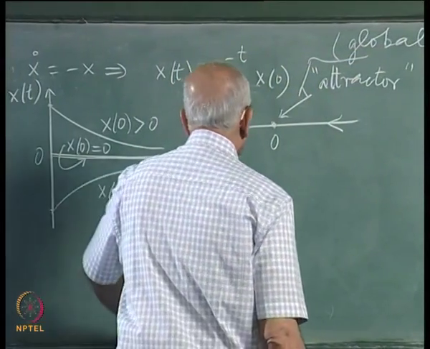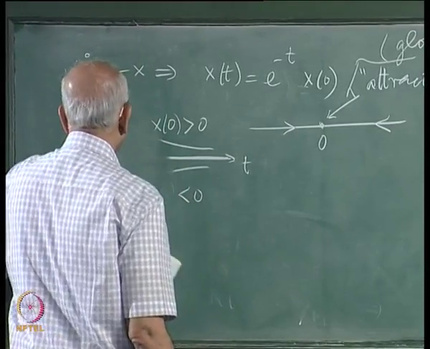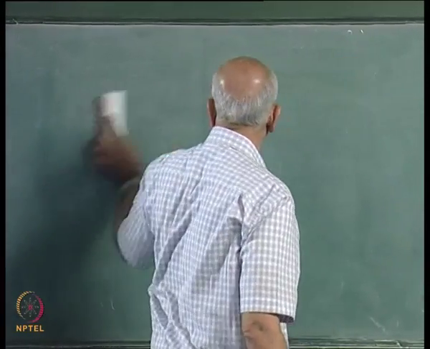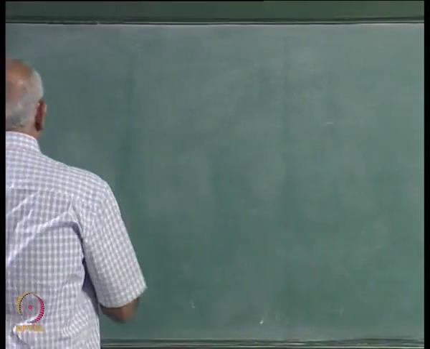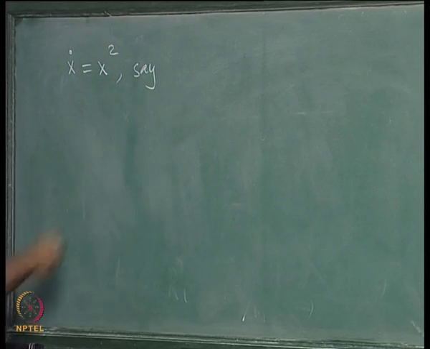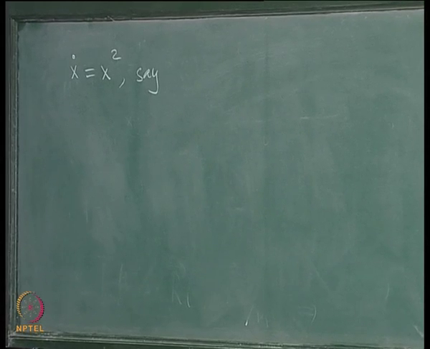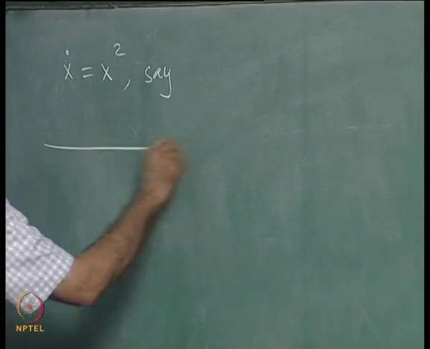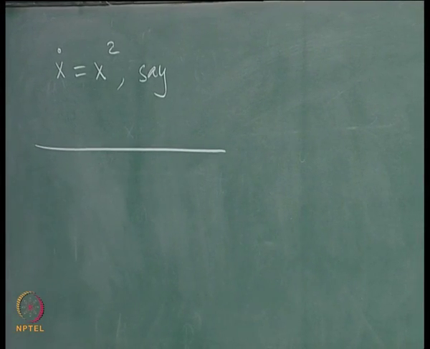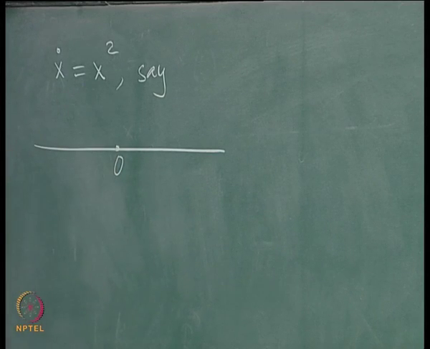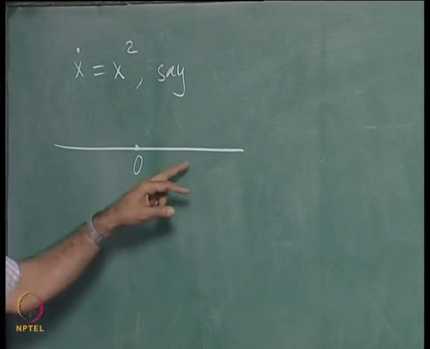For instance, let us look at the case, let us modify this flow slightly. This is a good point to actually introduce the idea of a bifurcation. So let us modify this slightly and consider x dot equal to x squared, say. What kind of solutions do you have? What kind of phase portrait would you have? Where is the critical point? It is again at 0. That is the only root of x squared equal to 0, but it is a double root. Now what kind of arrow should I draw here for trajectories here?